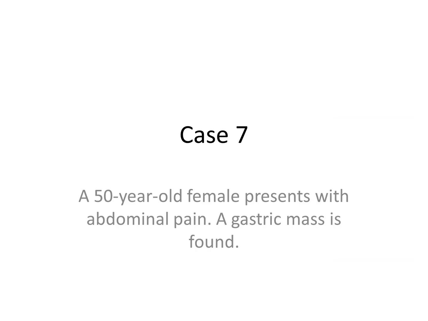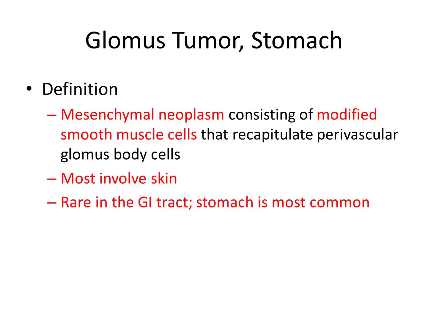Now for case 7, the patient is a 50-year-old female that presented with abdominal pain. A gastric mass was found. The diagnosis was Glomus tumor of the stomach.